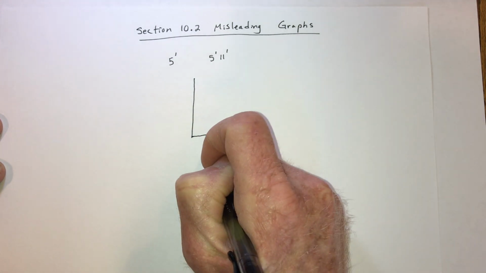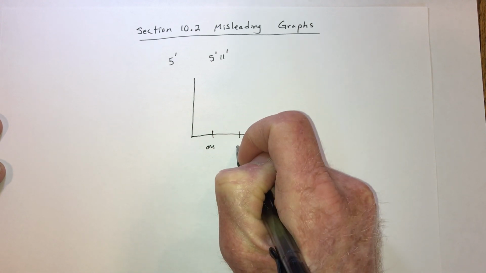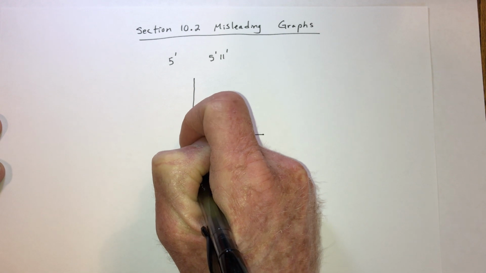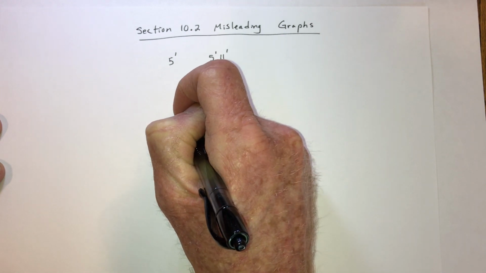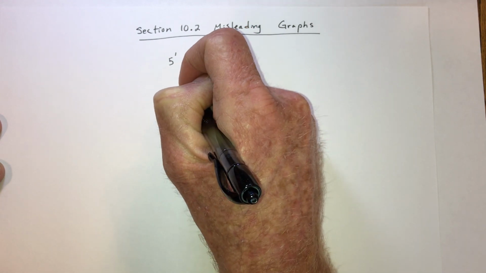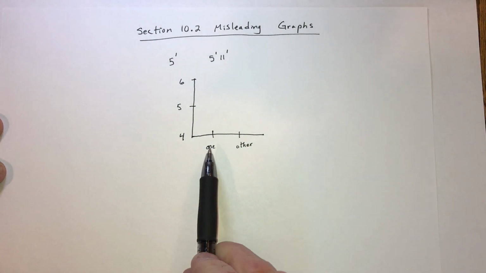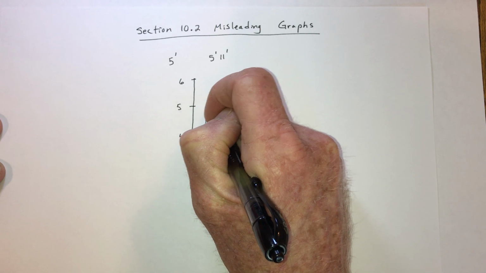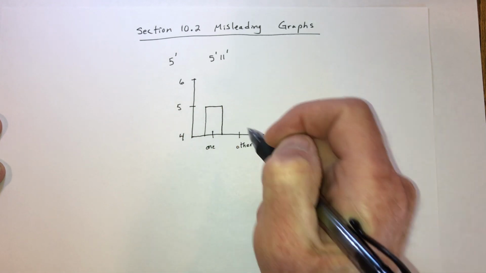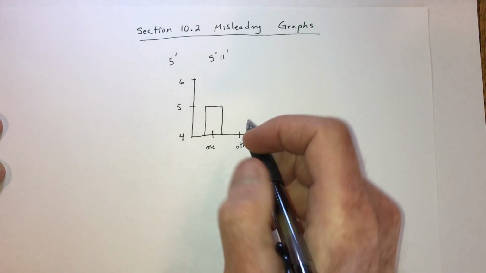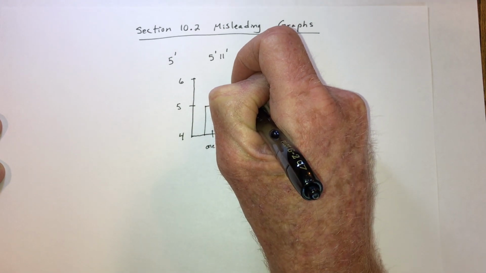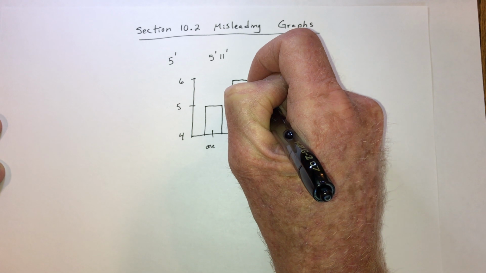here's the two people, one person, other person, and then this is going to be 4 feet tall, this is 5 feet, and then this is 6 feet. So for the first person, they're 5 feet tall, and the graph would go up to here. The other person is almost 6 feet tall, so they would have a graph that goes almost to 6, right about like that.